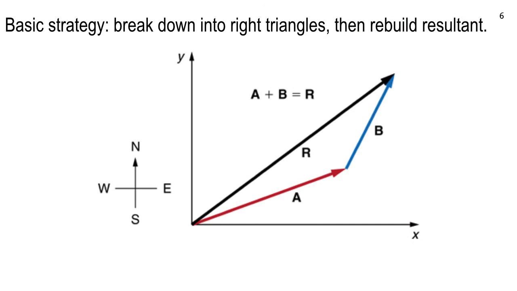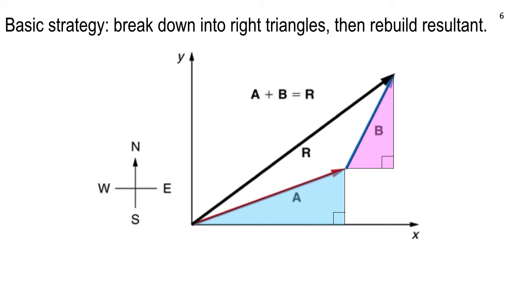So here's your basic strategy. What you do is you break it down into right triangles and then rebuild the resultant. All right, so for instance, vector A, here's a right triangle in blue. The hypotenuse of that right triangle is vector A. So the AX is the horizontal part of that right triangle. AY is the vertical part of that triangle. Now, I'm not going to add those to the diagram, but you can if you like.